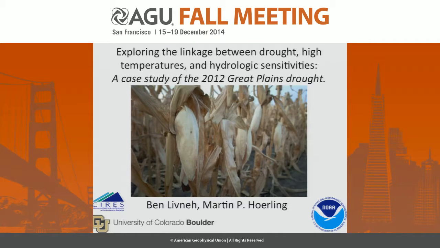So I'm going to talk about the 2012 drought today, specifically the links between precipitation deficits, high temperature, and hydrologic sensitivities. I'd like to acknowledge my co-author, Marty Hoerling, for his help with this work, and also some of his previous work on the drought event that I'll reference throughout the talk.